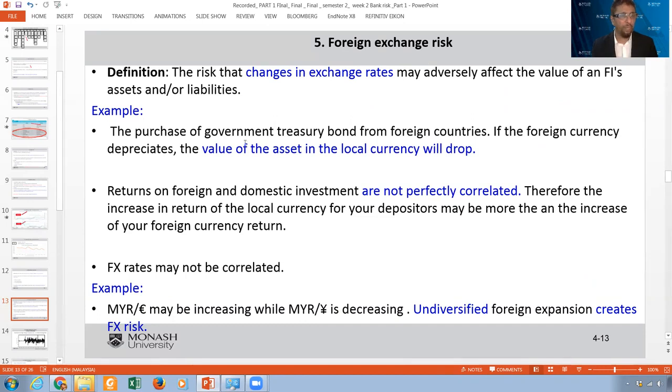This is an example. If you purchase a government treasury bond from a foreign country, and the foreign country's currency depreciates, the value of the assets will drop in the local currency. For example, investments in the US or the Japanese market, where you buy Japanese bonds or American bonds. If you are here in Malaysia, the rate now is 4 ringgit 25 as of today equals $1.